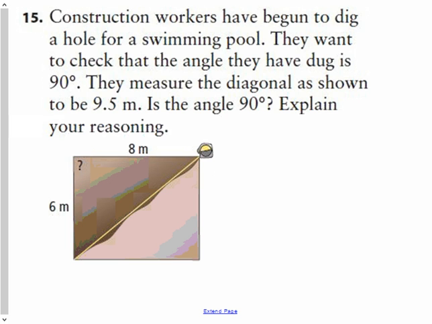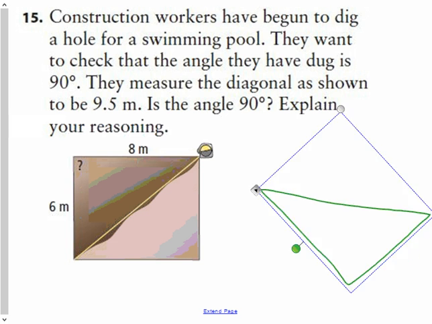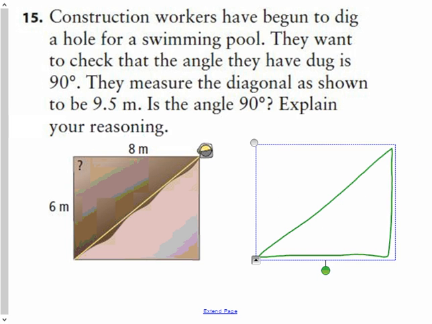A lot of people have trouble with 15 simply because they're like, well, there's only two numbers. There's not a third number. How am I supposed to know what the third number is? So if I take this and rotate it, I have a beautiful right triangle.